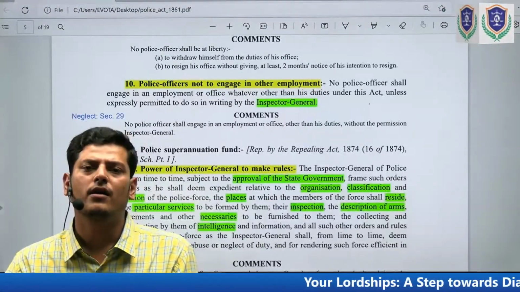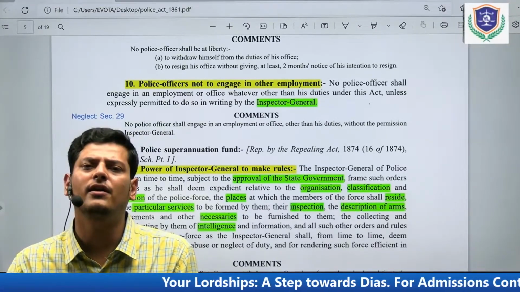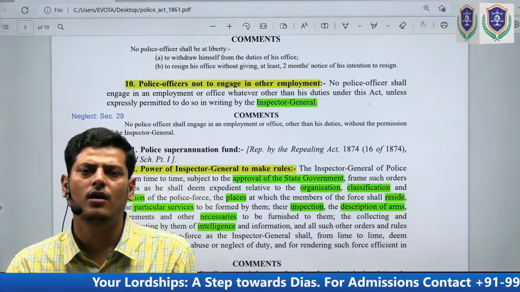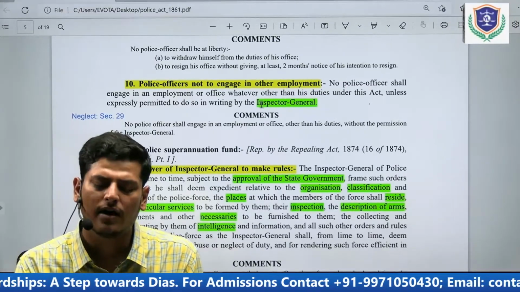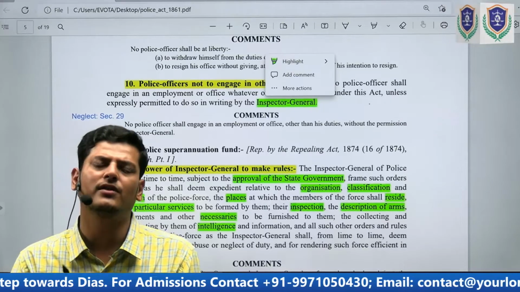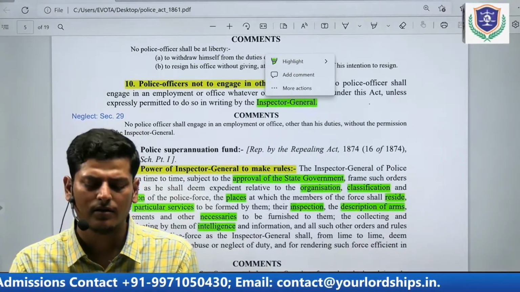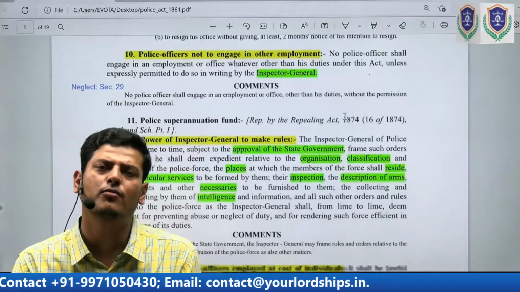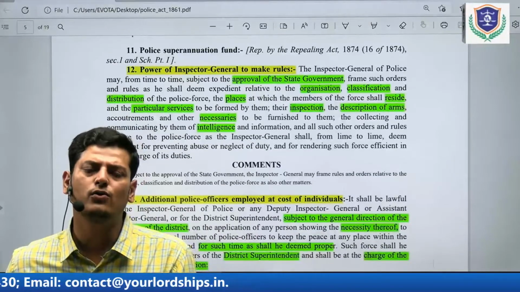Then Section 10, I had explained to you that the police officer cannot engage in any other employment. और यहाँ परमिशन किसकी चाहिए होती है? यहाँ भी आपको डायरेक्टर जनरल कम इंस्पेक्टर जनरल ही परमिशन देता है. If any police officer has to engage in some other employment, then the express permission has to be taken from the director general. Similarly, the power to make rules.